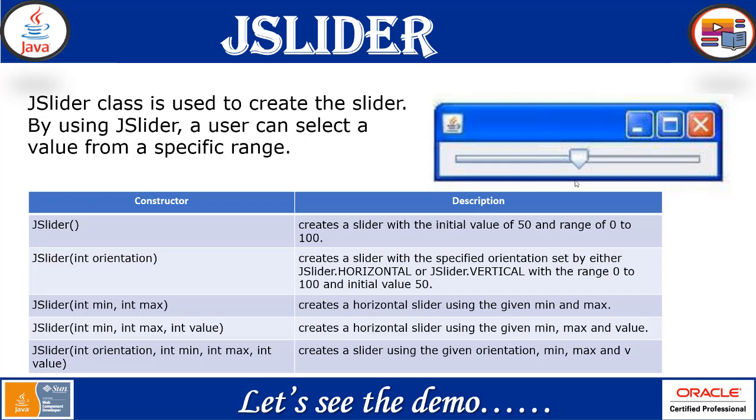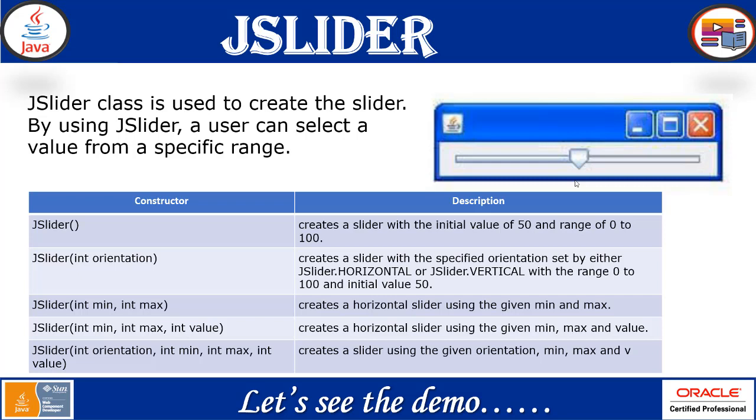Before we get into the demonstration, let's first learn what JSlider actually is. The JSlider class is used to create a slider with the help of which the user can select a value from a specific range. There are some constructors with the help of which you can design, style and define the slider in your application. JSlider() creates a slider with the initial value 50 and range from 0 to 100.